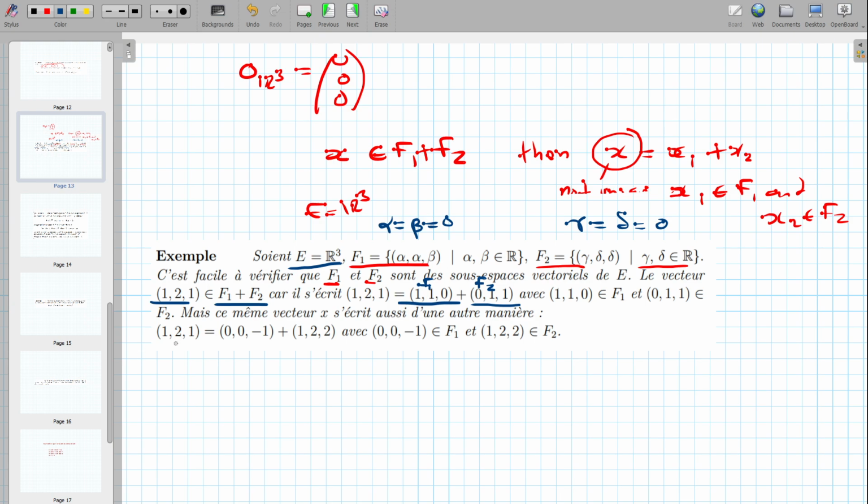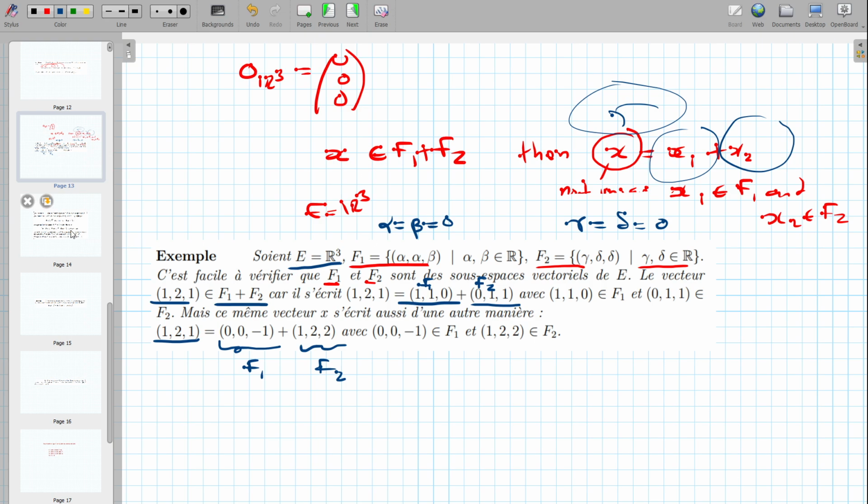But we see the same thing. This same vector 1, 1, 2, 1 is still written as this and this. So this is still an element of F1, and this is an element of F2. So we see that with the set that we've defined, there's nothing unique about the x's representation. There's nothing unique about this x, the representation of x as a sum of two items, where the first item is coming from F1 and the second item is coming from F2. This is not unique in general. So this is just something that you're supposed to remember.